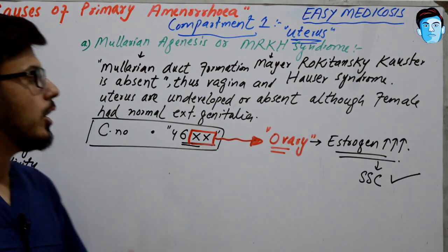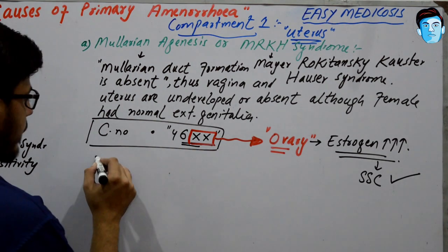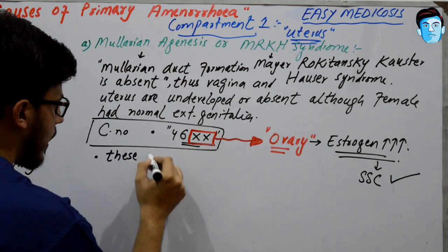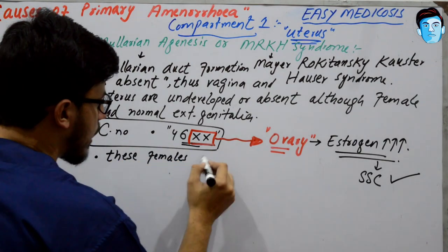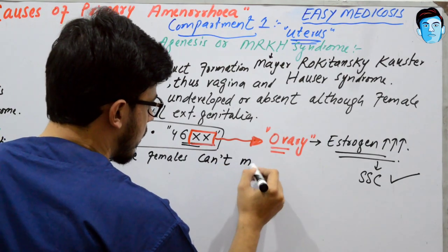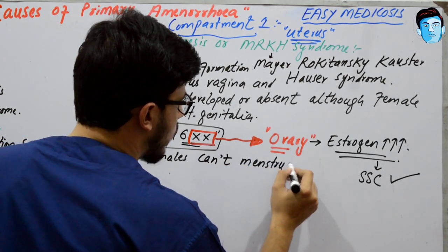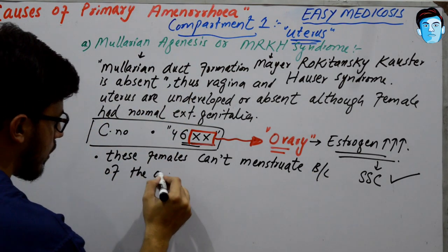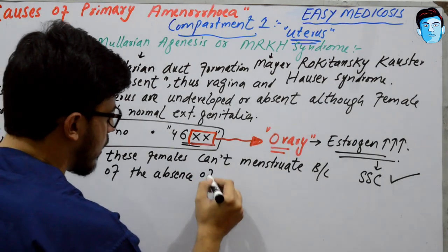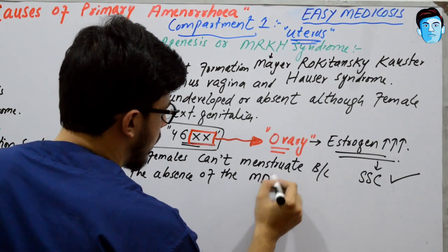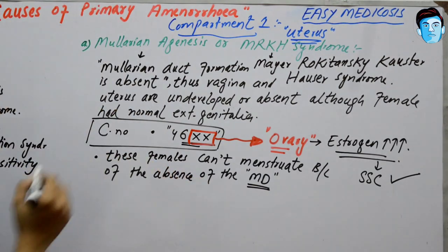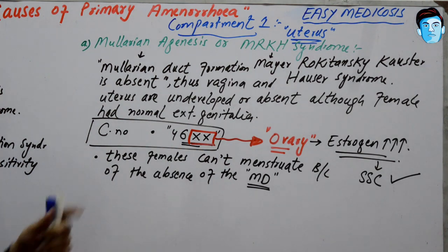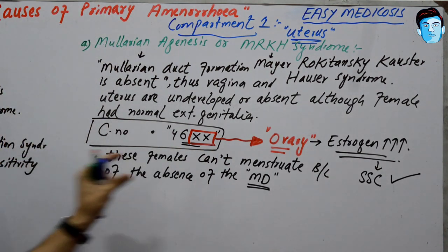Now the another point is that these females can't menstruate. And why is it so? Because of the Mullerian duct. These females can't menstruate because of the absence of the Mullerian duct. In Mullerian agenesis, there is absence of the Mullerian duct.